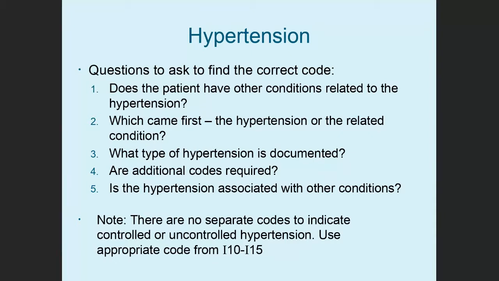Note that there are no separate codes to indicate controlled or uncontrolled hypertension. If you're old enough to remember ICD-9-CM, you'll know that there were different codes for that. That is not true in ICD-10. Use the appropriate code from I10 to I15 categories for controlled or uncontrolled hypertension.